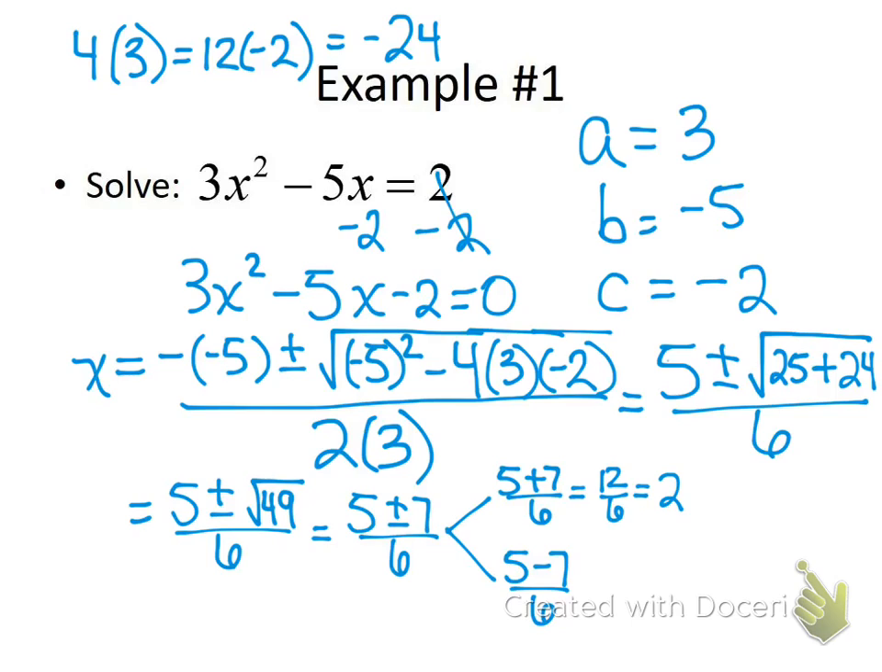What is 5 minus 7? -2. -2 divided by 6. Not -3. -1/3. It will simplify, but it doesn't come out to be a whole number. So what that means is that our answers are that x equals 2 and x equals -1/3.